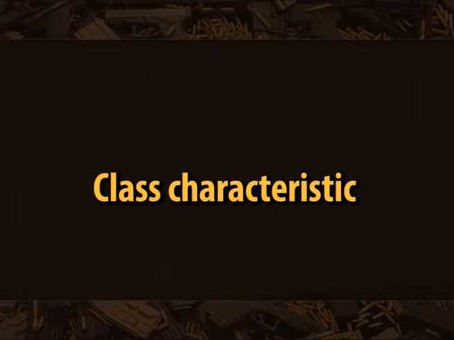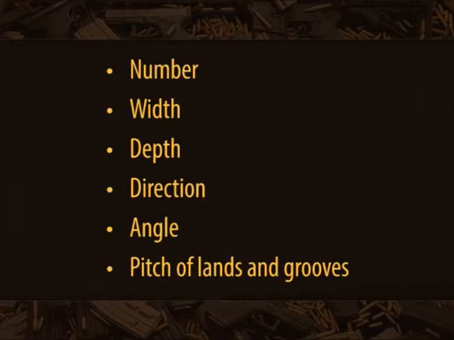Now, coming to the class characteristics: the number, width, depth, direction, angle and pitch of lands and grooves on a fired bullet indicate the class characteristics of a firearm and would be common on bullets fired from firearms of the same make and model, but obviously would be different for different makers and different models. Class characteristics are useful only up to the extent of quick elimination.